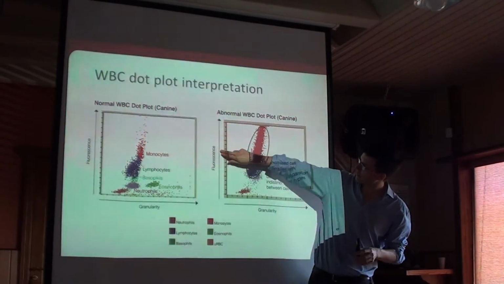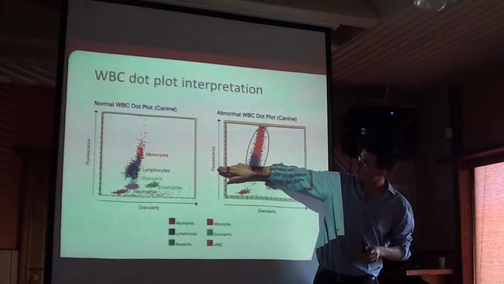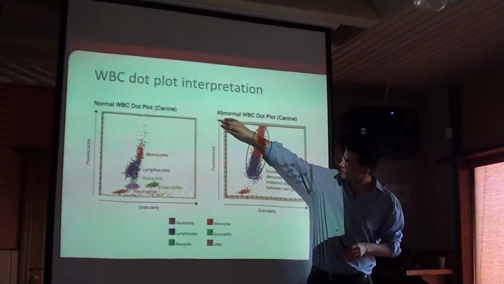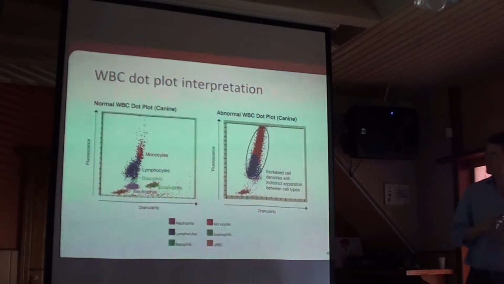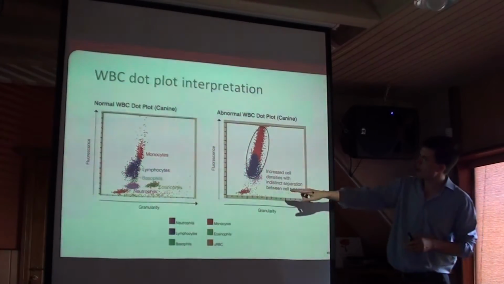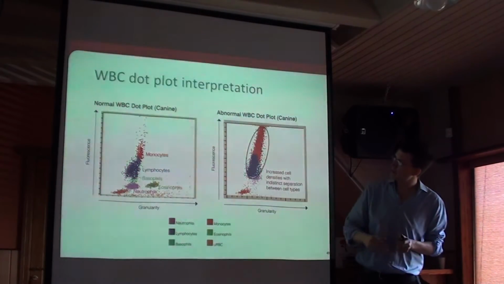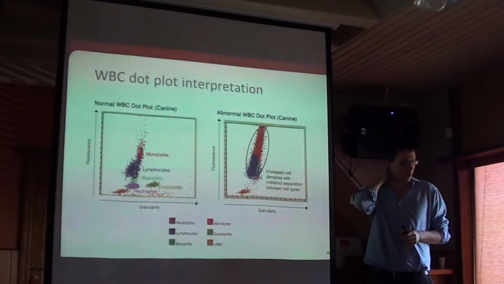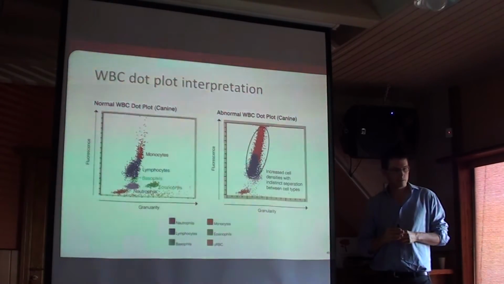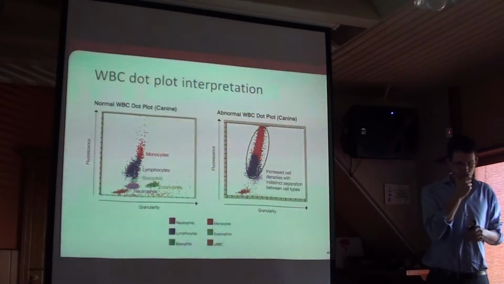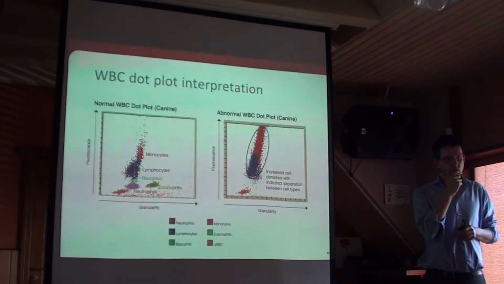Remember, the fluorescence axis is a measure, if you will, of the maturity of the cells, least mature, most mature. But that's a relatively mild change compared to what's happened to the lymphocytes. Can you see how the lymphocytes have moved upwards?